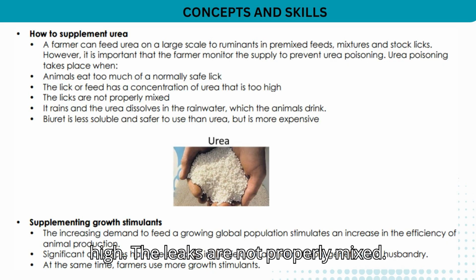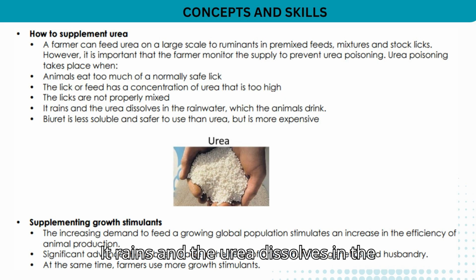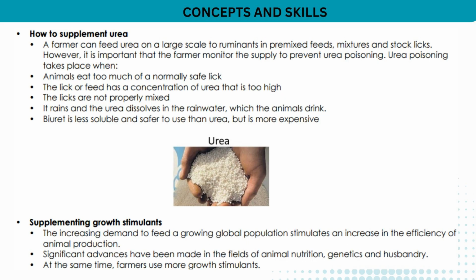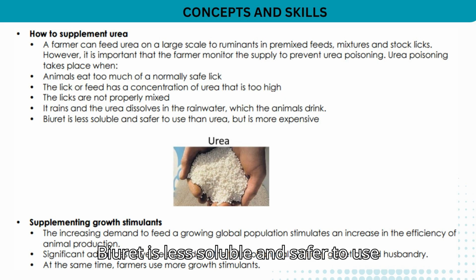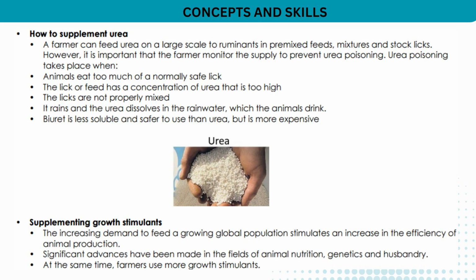The licks are not properly mixed. It rains and the urea dissolves in the rainwater, which the animals drink. Biuret is less soluble and safer to use than urea, but is more expensive.